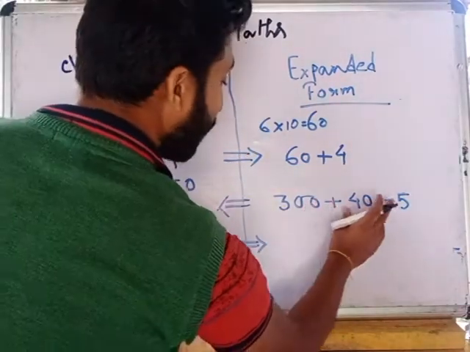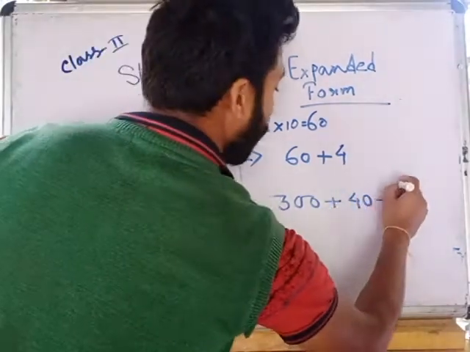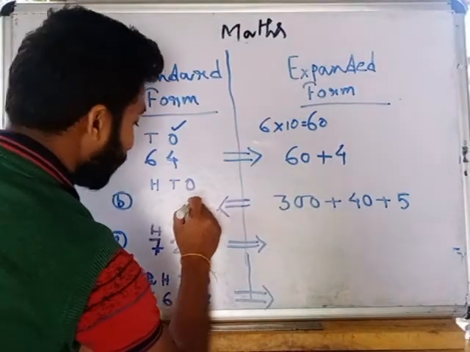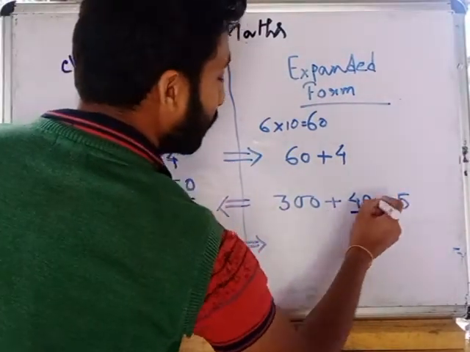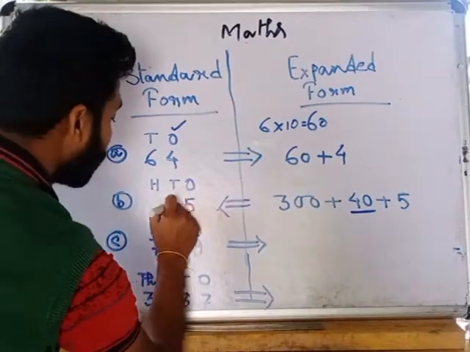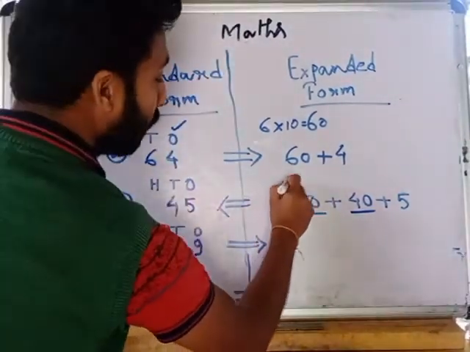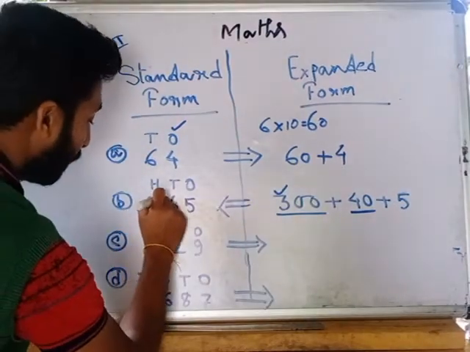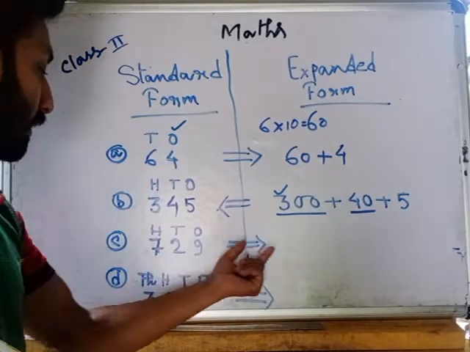Suppose it is 345. That means the ones place is 5. Tens place 4, that means 40. And 3 is at the place of 100, that means 300. Okay. After that, we should go to the next.